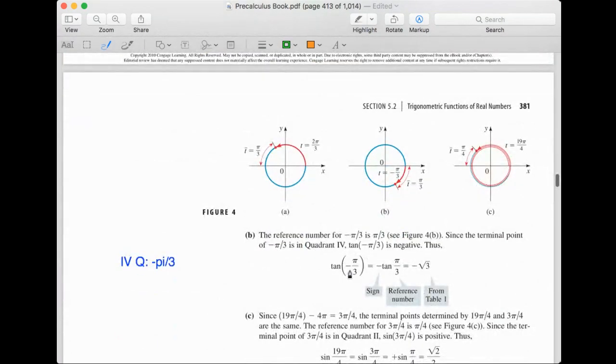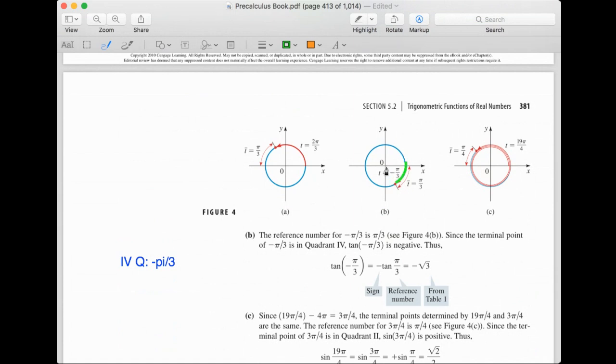Okay, so a negative angle means we start from this 0 and measure clockwise. Negative value, negative angle. If it's positive, we start from 0 and measure counterclockwise. That's why we have this negative. Negative pi over 3 is right here.